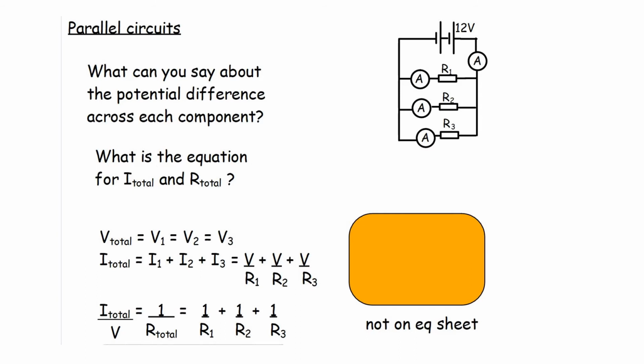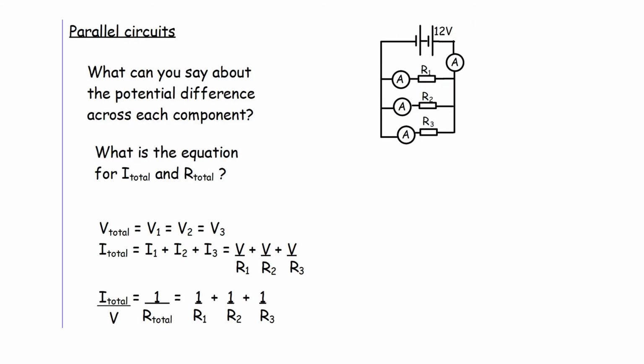This is now an expression for calculating the total resistance of resistors connected together in parallel circuits. So what you would do is take each resistor value and calculate 1 divided by that resistor value. You'd then do the same for the others and add them together, and then you would have a value for 1 over R total, and then to find R total you would have to find the reciprocal of that, so 1 over that value.